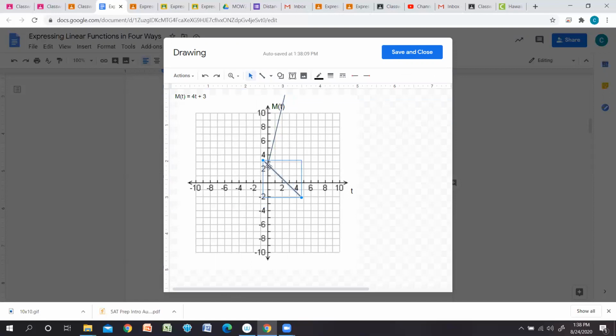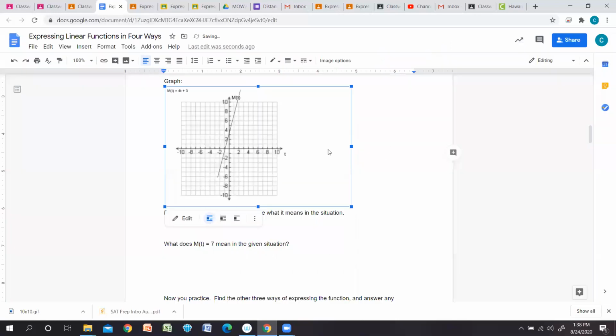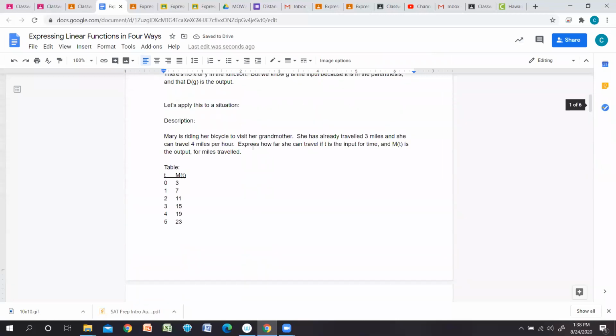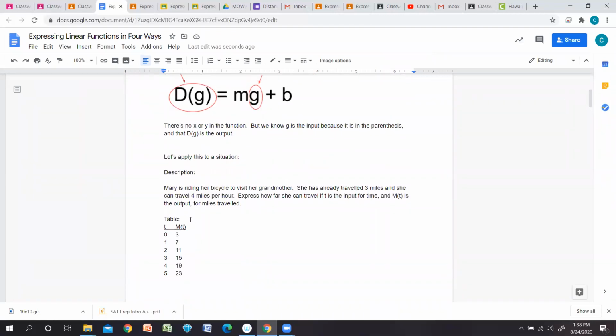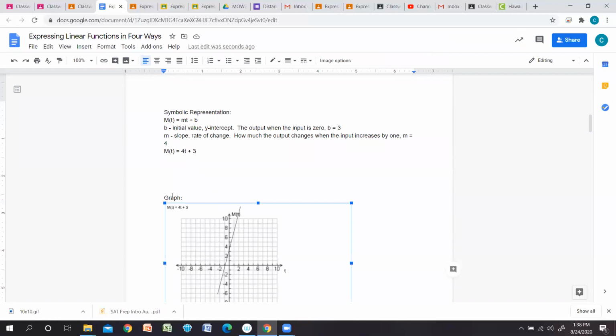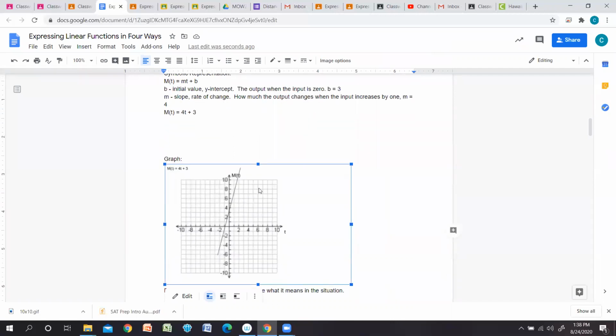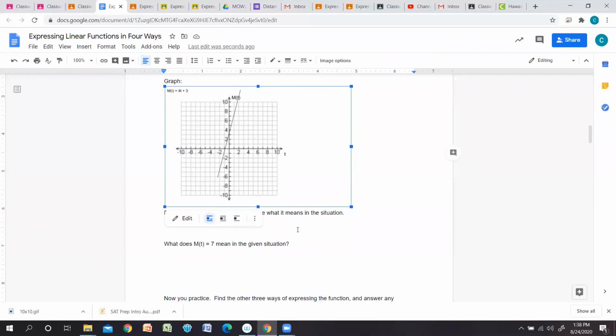And I can also make it go negative. Stretch out the end of the line so it keeps on decreasing. And that's how we draw our line. Linear functions always make a straight line, so this line represents our function. Save and close. So these are 4 different ways of representing a function: description, a table, symbolic representation, and a graph. And all of them represent the same information.